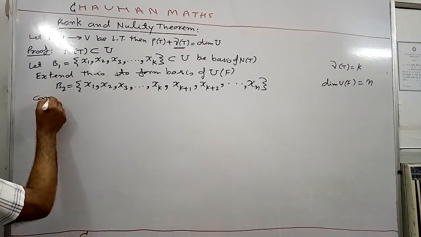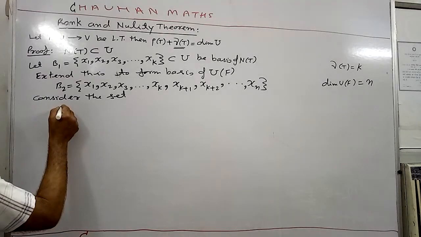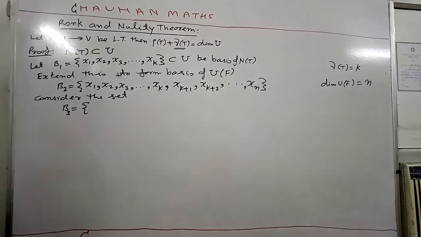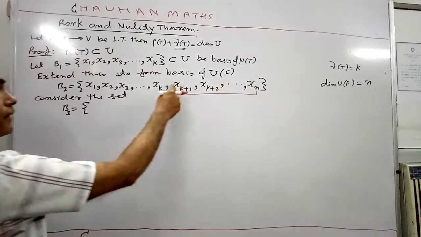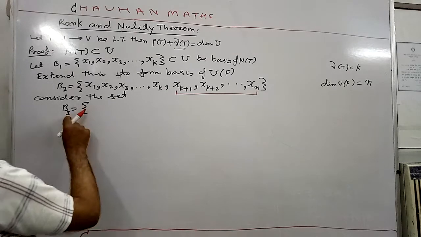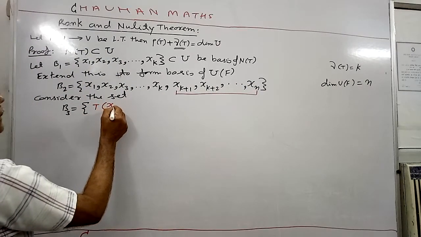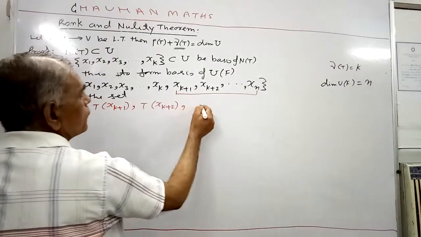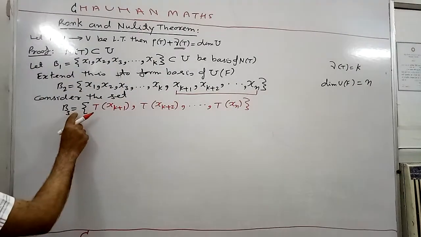Now we consider a set from our side. Consider the following set B3. This set is considered from here to here, and their T images are taken. That you have to remember. Consider the set in which the elements are these with T applied, like T xk plus 1, T xk plus 2, continue up to T xn. These elements should be considered in the set B3.